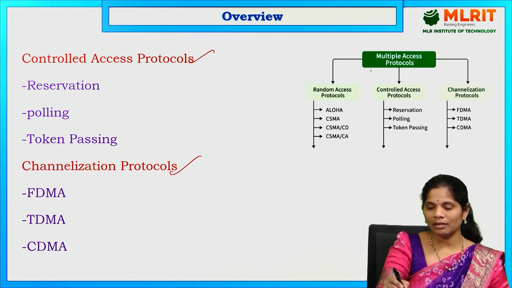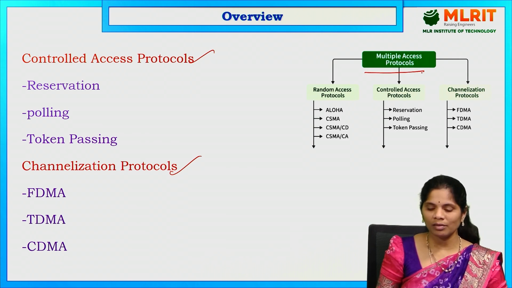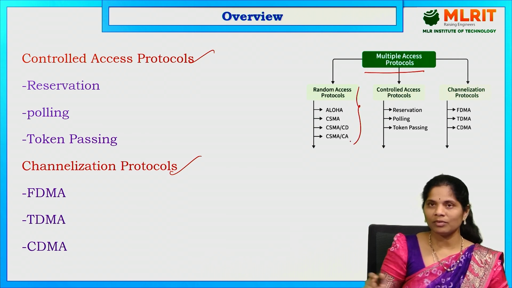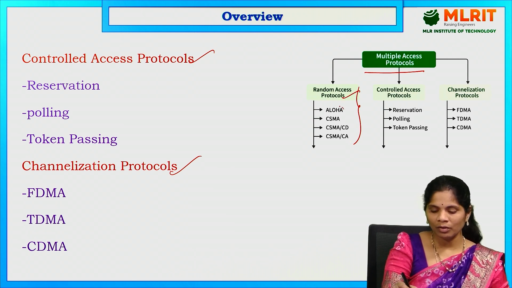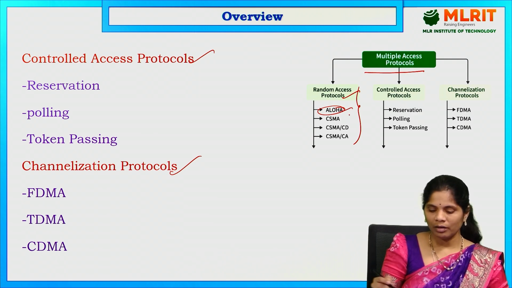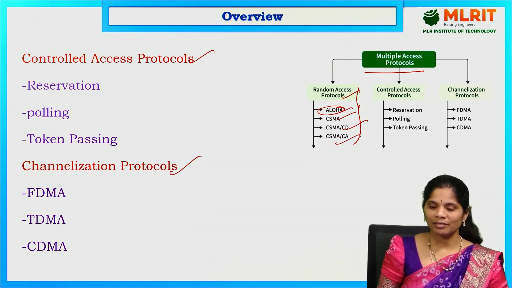These are the three types of multiple access protocols. In the previous session, we discussed all these random access protocols. In that, we discussed Aloha, that is pure Aloha and slotted Aloha. Next, we discussed CSMA, CSMA/CD, and CSMA/CA. All this we discussed in the previous session.